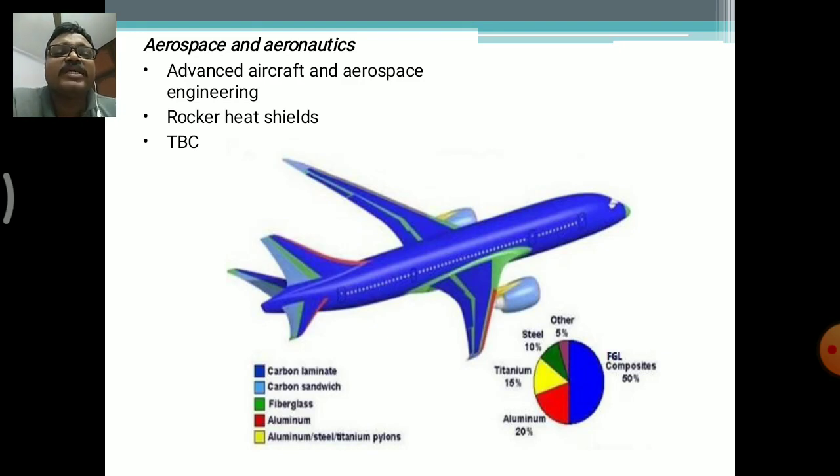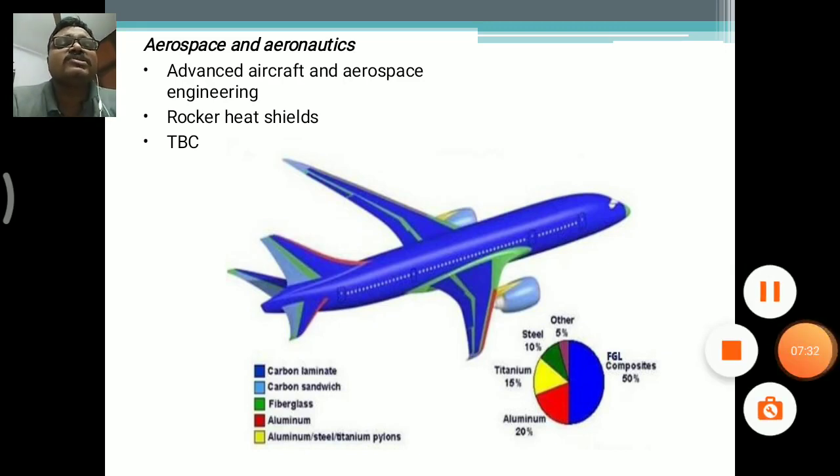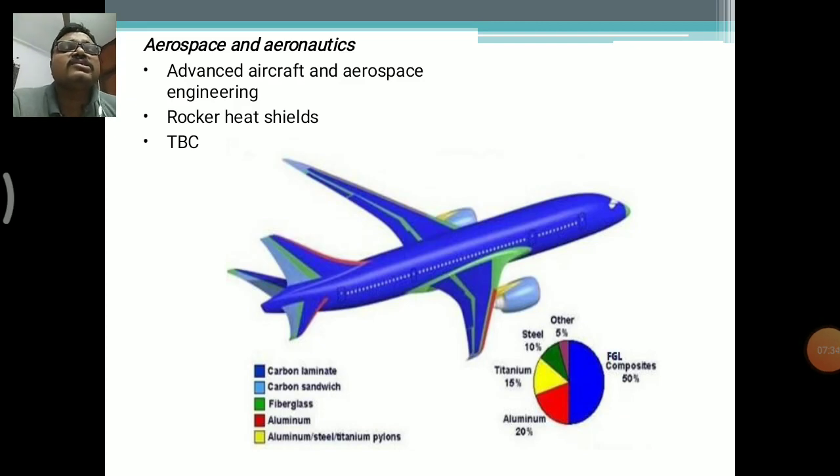Next, this is the first main application. The majority application is aerospace and aeronautics. In aerospace and aeronautics, FGMs are used in advanced aircraft and aerospace engineering. Next one is rocket heat shields. To reduce the heat of the heat shield, we are using these FGMs.